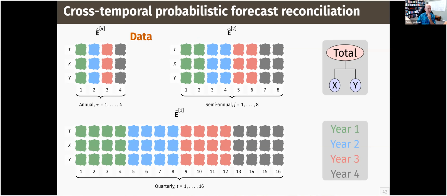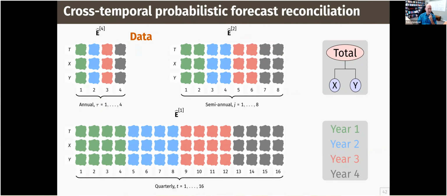So suppose I've got quarterly data. It's always simpler to talk about quarterly data because I can write it down on a screen. Suppose I've got 4 years of quarterly data, and I've got my total, my X series and my Y series. So this one is equal to this one plus this one. These are my errors. And so I'm going to color the errors in year 1 green, the errors in year 2 blue, the errors in year 3 red, and the errors in year 4 this grey colour. So that's for the annual data.